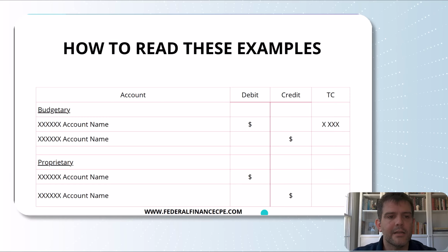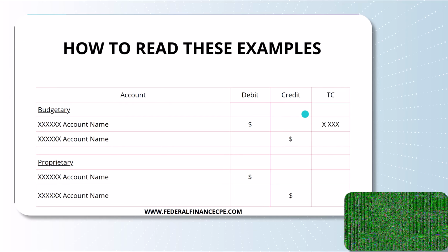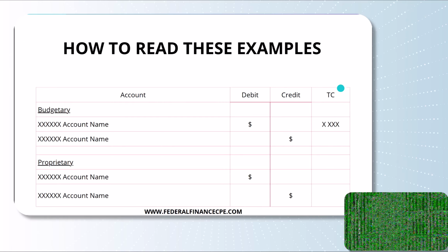But you'll see here on the left side, we have our budgetary section. These are going to be our budgetary accounts. Now we're going to have our proprietary accounts below that. We have our debits and credits noted here. And then right here, TC, that's transaction code.